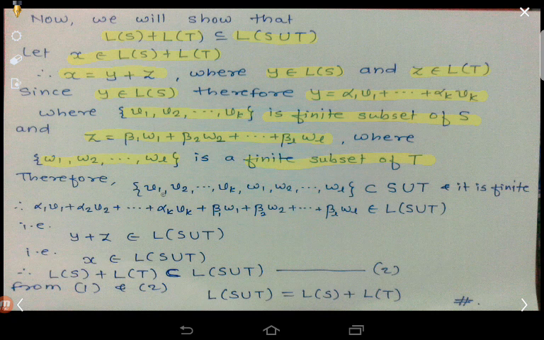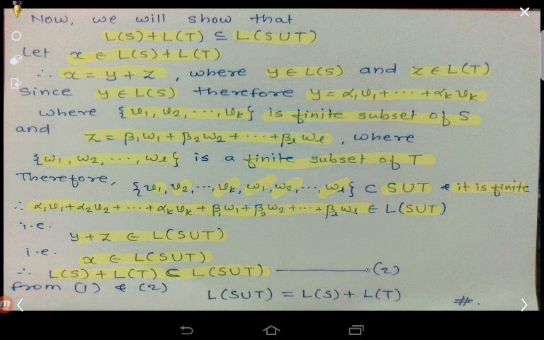Now therefore, this set containing V1, V2, Vk, W1, W2, Wl, all the elements of these two sets, is a subset of S union T, and this is no doubt finite, and therefore a linear combination of all the elements of this set is a member of linear span of S union T, and hence this linear combination is nothing but Y plus Z. Therefore Y plus Z belongs to L of S union T. Y plus Z is nothing but X, so X is a member of L of S union T, and therefore L of S plus L of T is a subset of L of S union T.